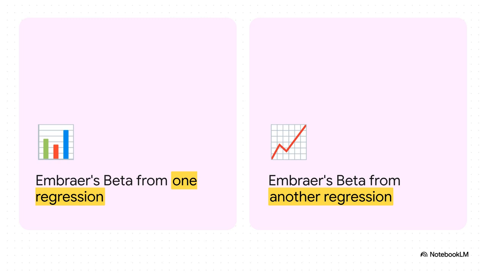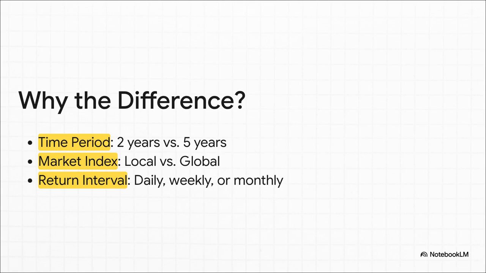Well, not so fast. Just look at this. We've got the beta for the exact same company, Embraer, but one was calculated this way, and the other a totally different but still valid way. And look at those numbers. They're not even close. So, which one is the real beta? And here's the kicker. Neither one is necessarily right.